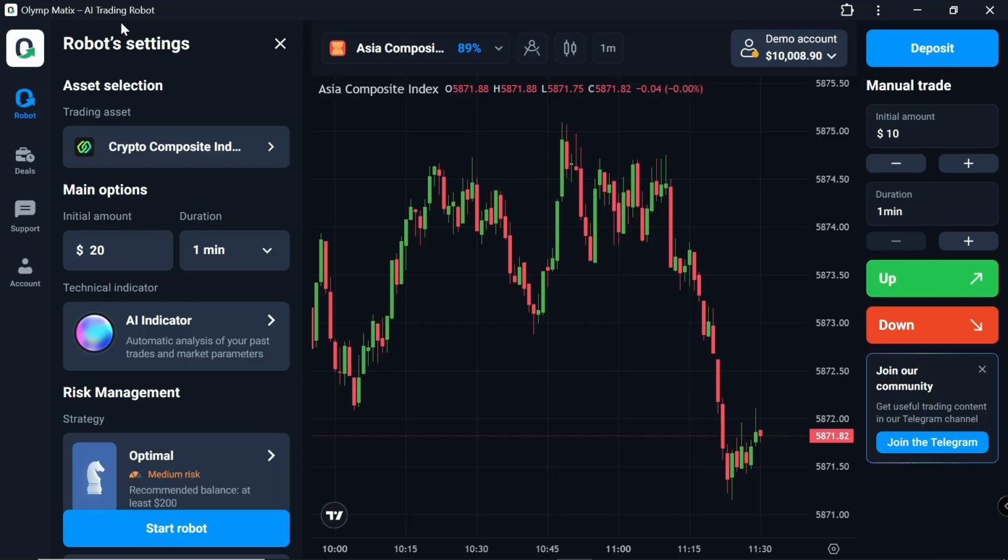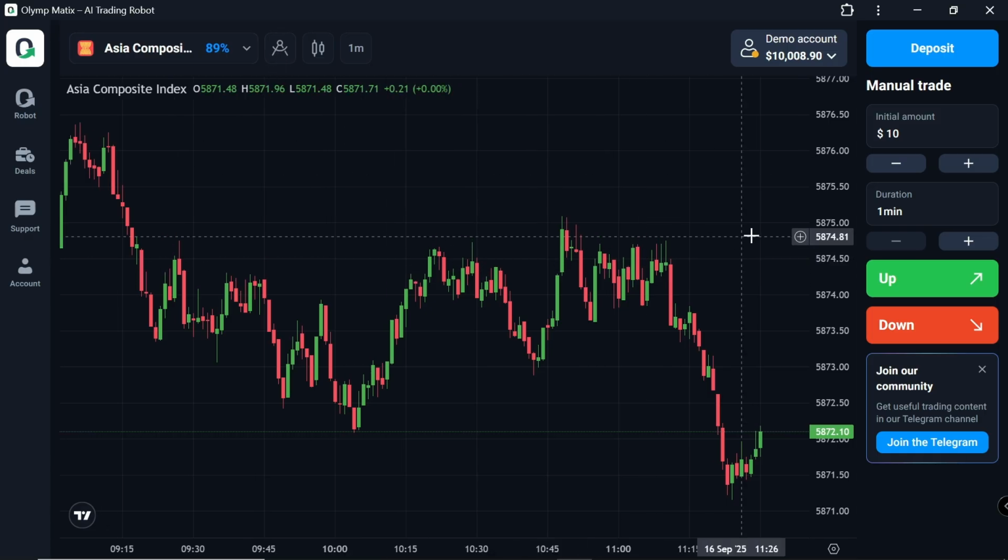Alright guys, so this is the Olymp Matix trading platform. You can just check the link in the description of the video to create yourself an account, and this is what you're going to see. So let me get you started on how to trade manually. There's the robot side of Olymp Matix, and also there's the manual side. The manual side is on the right here, and the robot side is on the left. But today we're just going to be focusing on the manual side.